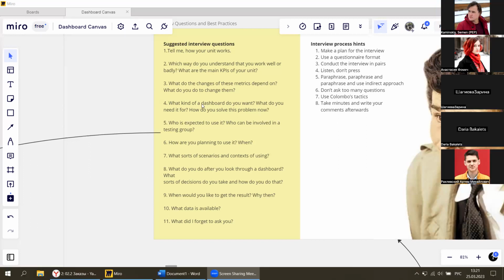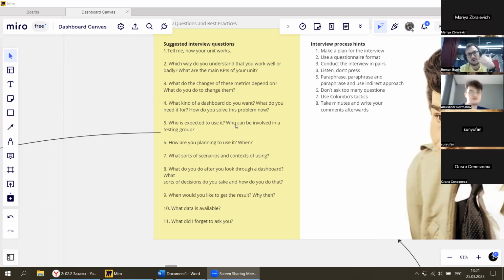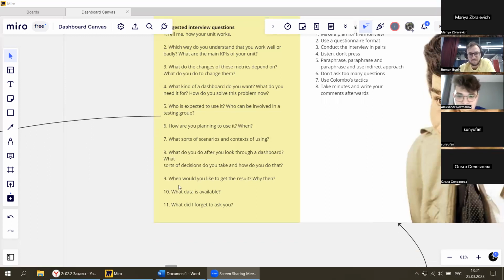After that, we continue with dashboards, and we mostly work with what dashboard you want, how close you are to them. It's mostly UX questions. What context are you using? Do you need it on mobile? Do you need it on your own laptop? Are you going to use it in meeting rooms and so on? And in the end, you ask about data. What data do you have? Is it available and so on? And in the end, you ask what did you forget to ask?